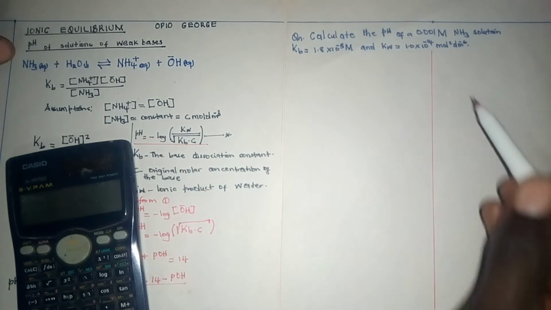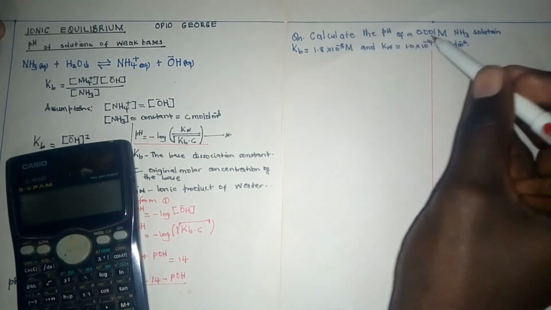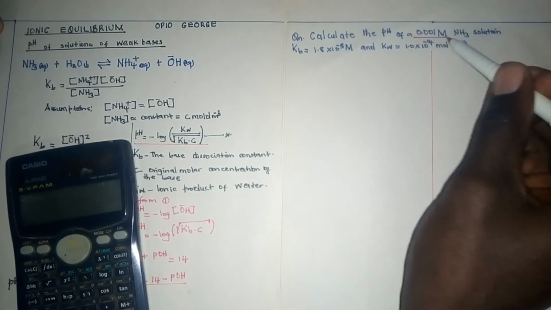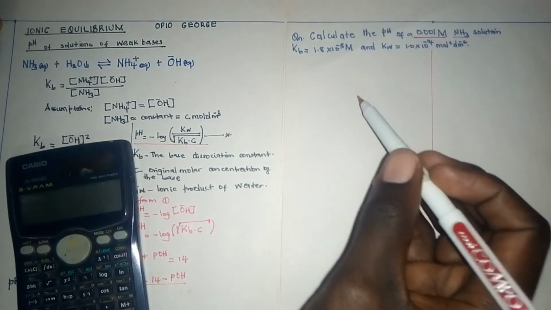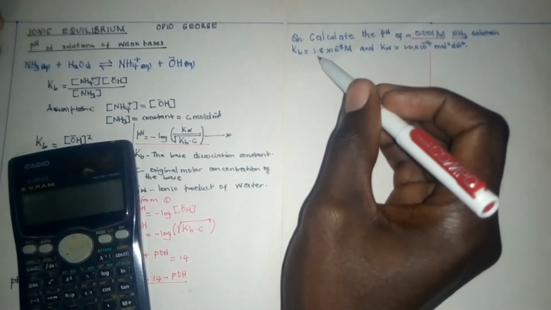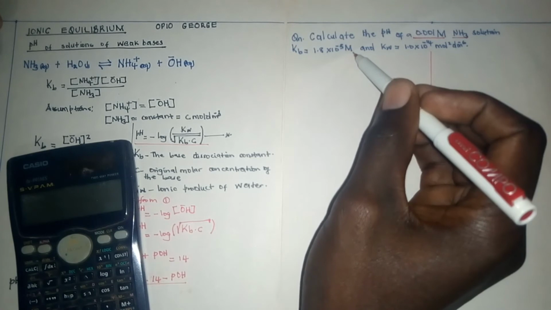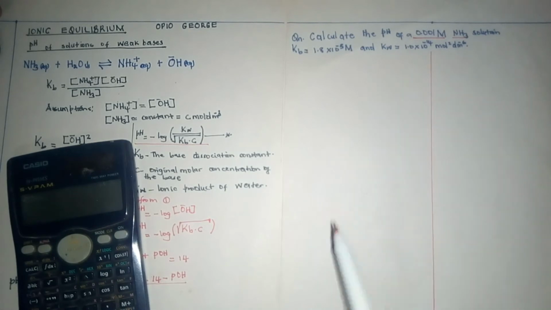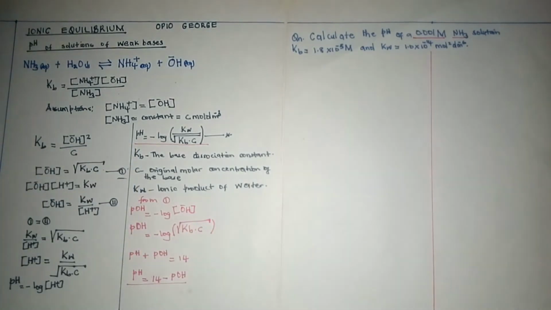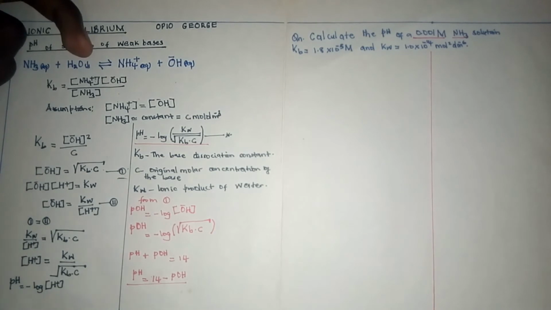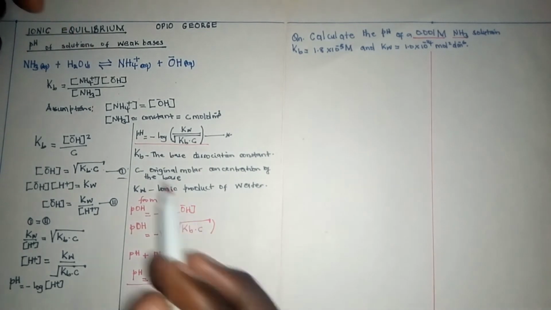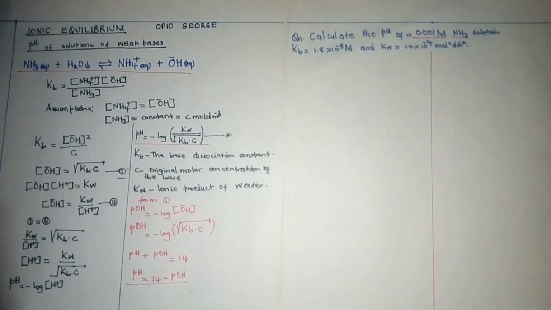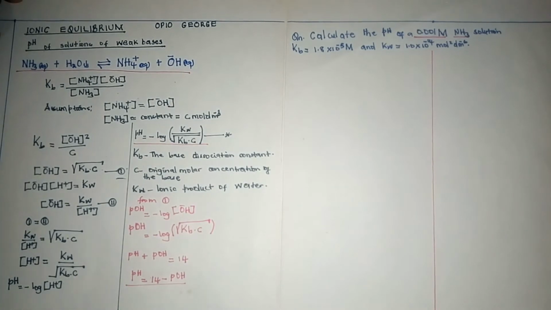We have a question here. Say we're supposed to calculate the pH of a 0.001 molar ammonia solution. If you are given the base dissociation constant of ammonia as 1.8 exponent negative 5 moles per decimeter cubed, and the ionic product of water as 1.0 exponent negative 14 moles squared per decimeter to the negative 6. Now the first thing you want to do here is to obtain the equation which I already have on my left hand side here. So all I need to do is to just obtain the Kb expression, and we have just completed that.